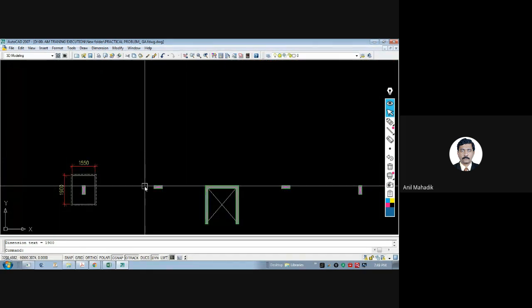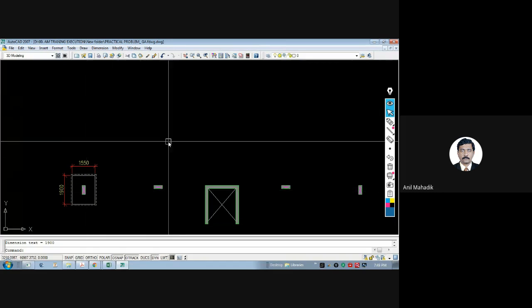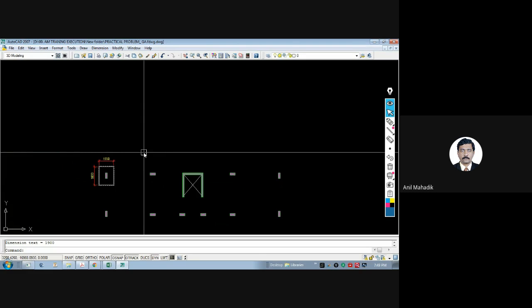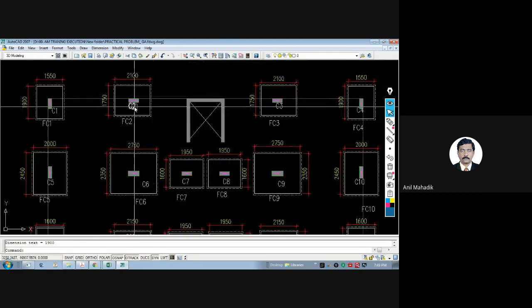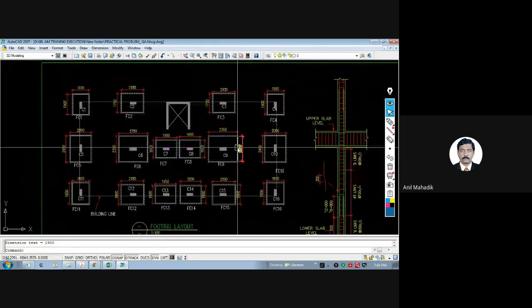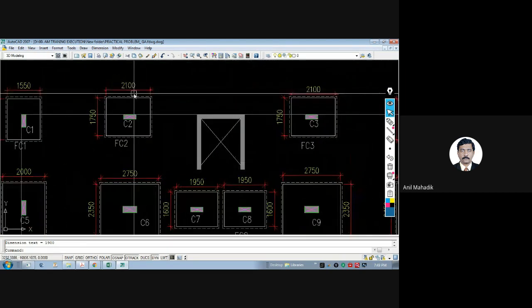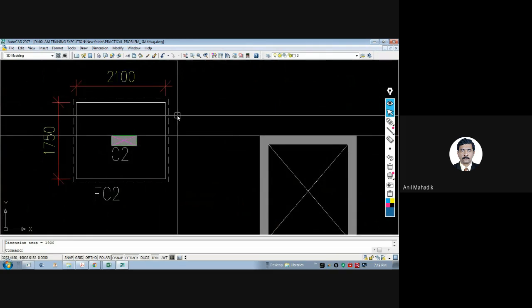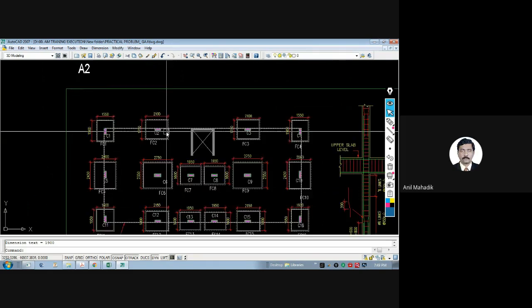But I generally, as a beginner, suggest just draw the rectangles and paste here one by one. I know it will take time, but you are in learning mode, so do that. So finally, what you will get is this foundation layout, with all the dimensions. What is this dotted line? Can anybody tell me what this dotted line is? PCC. Yes, it is a PCC.